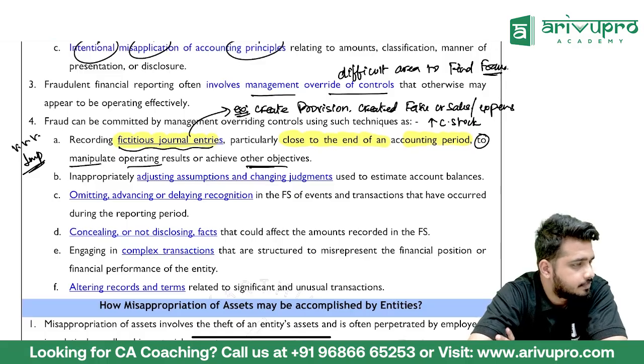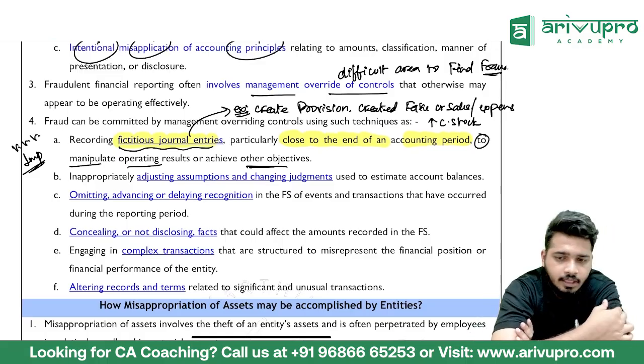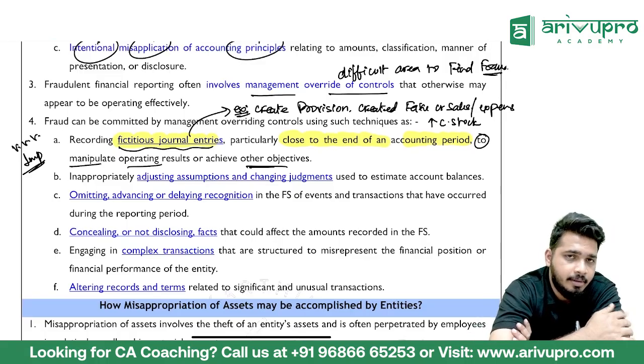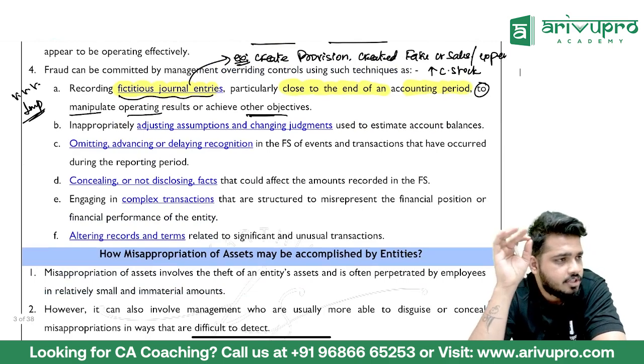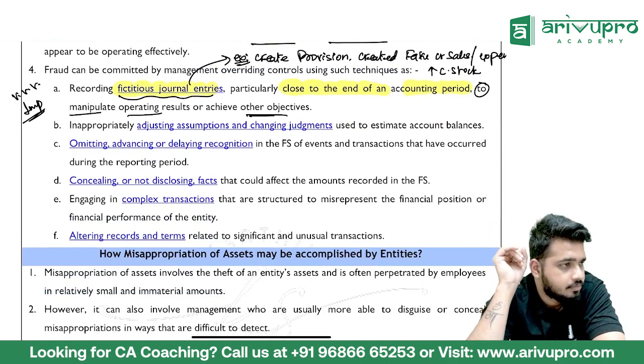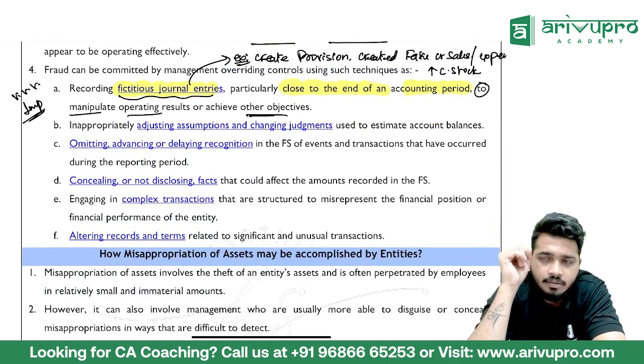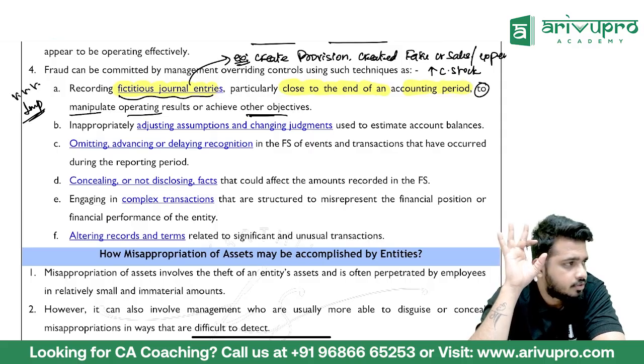Alright, sir. Got it? And where are short-term provisions or short-term liabilities shown? Obviously on the liability side. Right. Okay. Fictitious journal entry. Is this clear? Any doubts still here?